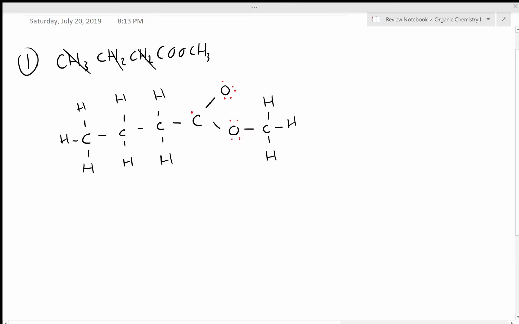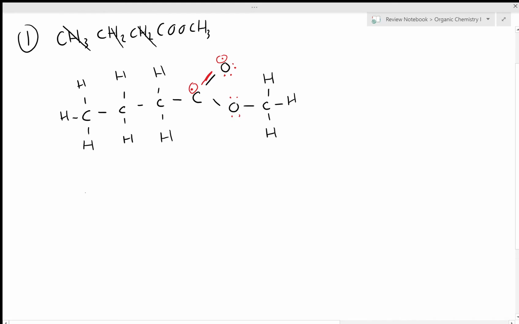Alright, well, we see here, maybe these 2 bonds right here can go into a double bond. We know that carbon, oxygen, nitrogen, and sulfur, among other things, can double bond. So I'm just going to rewrite this.